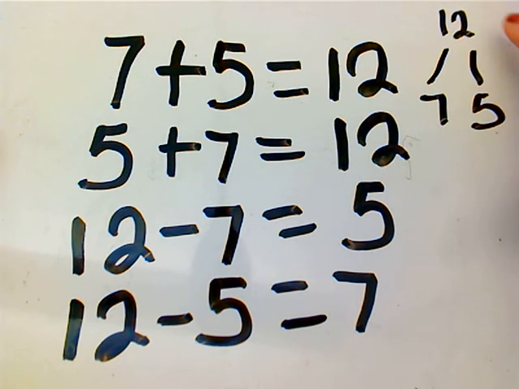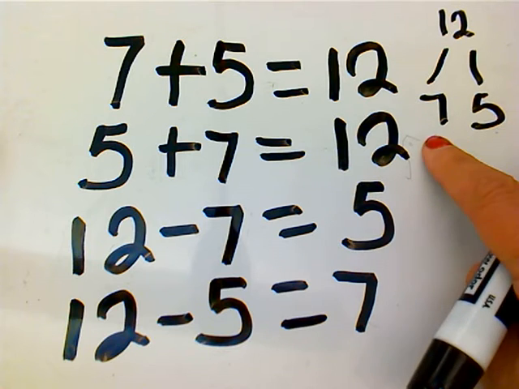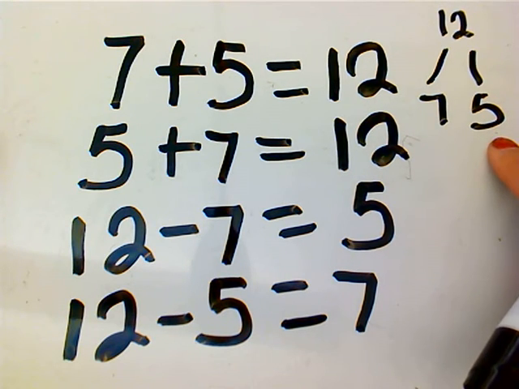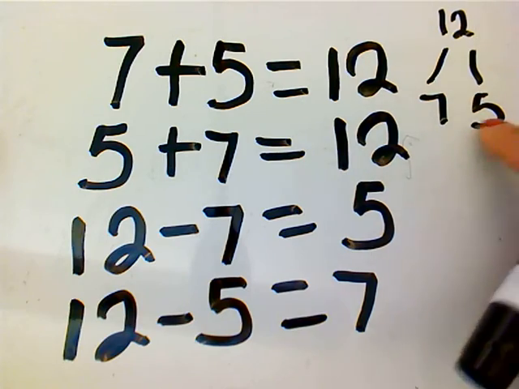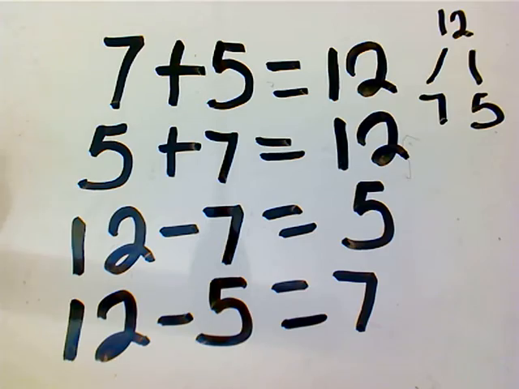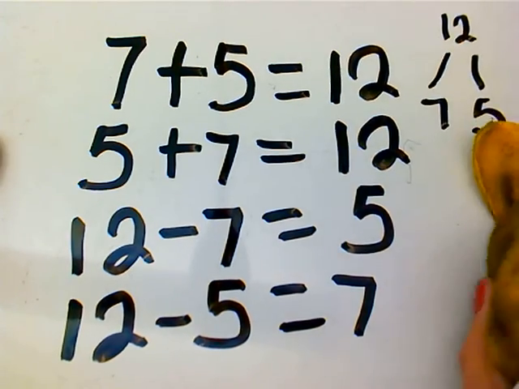7 plus 5 is 12. 5 plus 7 is 12. 12 take away 7 is 5, and 12 take away 5 is 7. Now, if you can keep this in your head, this next sprint that we're going to do will be very easy for you.